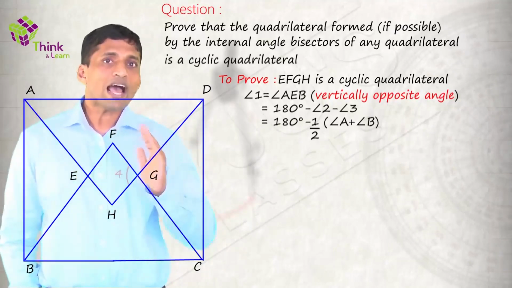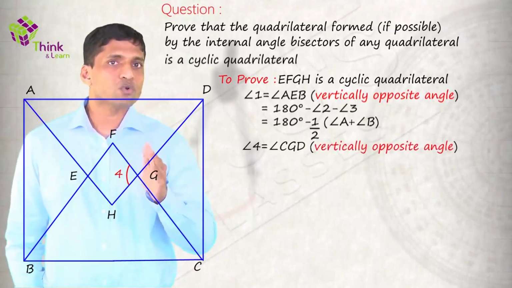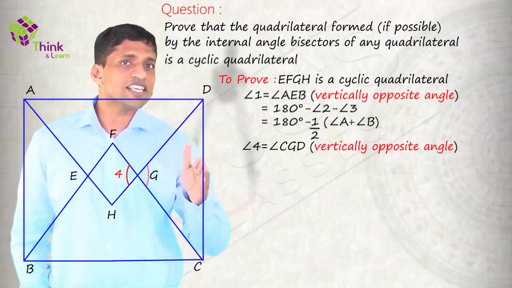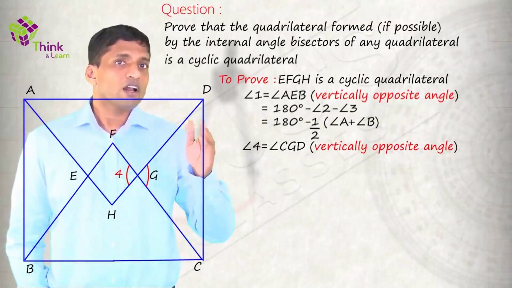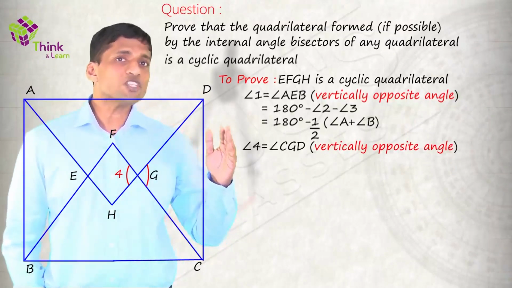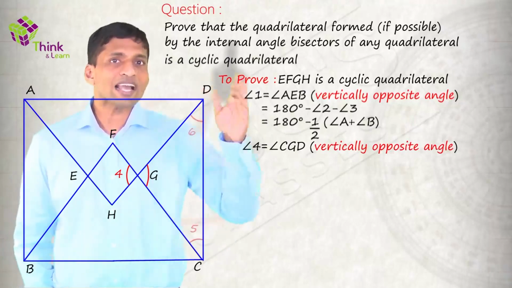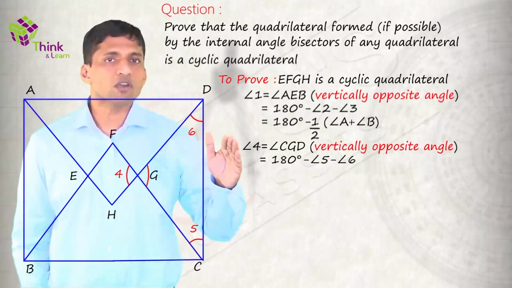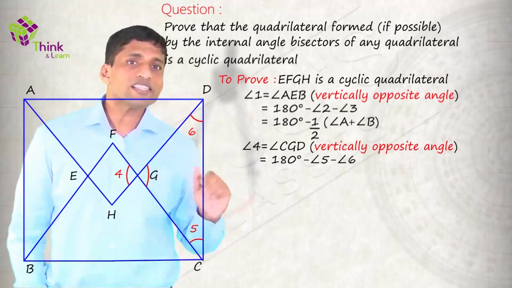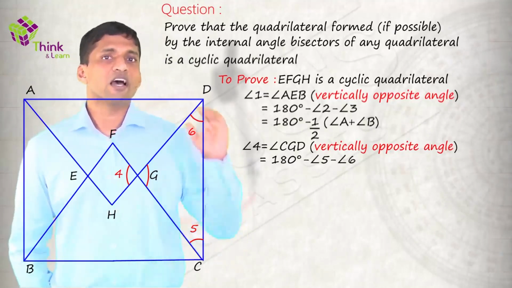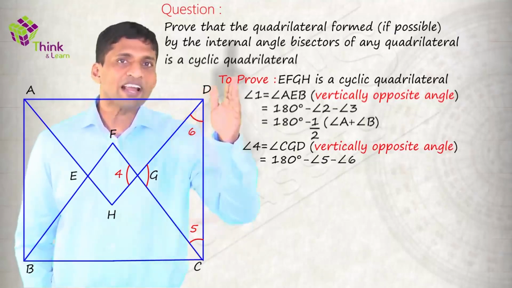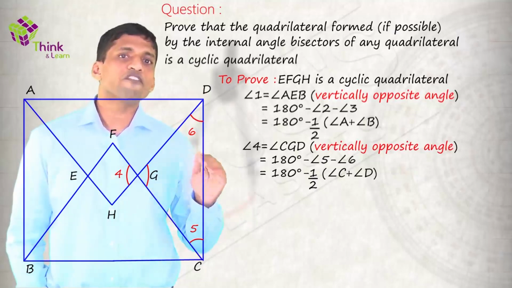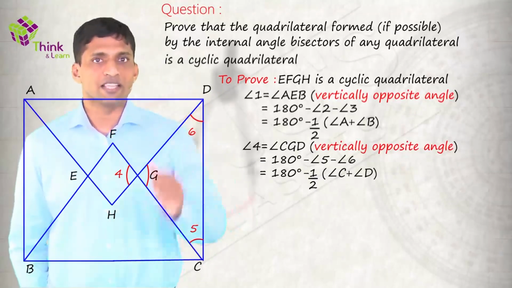Now, in the same way, angle 4 in this quadrilateral EFGH, equal to angle CGD, is equal to 180 minus angle 5 minus angle 6. Reason being, CGD is a triangle, so the sum of angles is equal to 180. Now what is angle 5? That's half of angle C. And what is angle 6? That's half of angle D. So this can be written as 180 minus half of (angle C plus angle D).